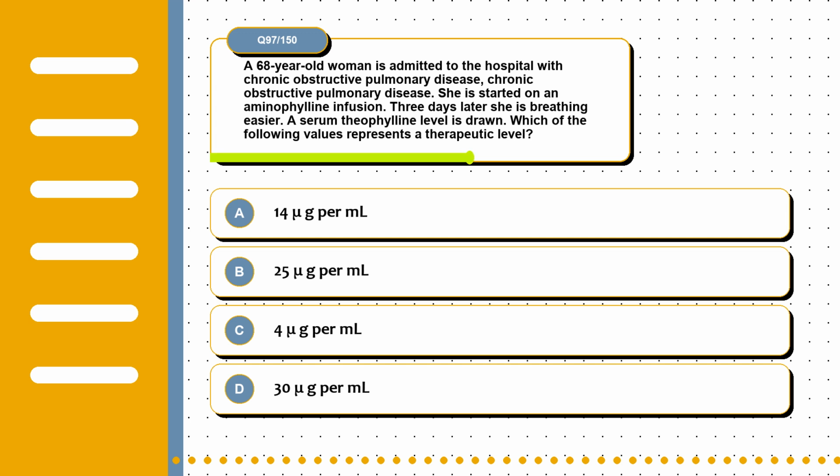Here are the options. Option A, 14 μg per ml. Option B, 25 μg per ml. Option C, 4 μg per ml. Option D, 30 μg per ml.